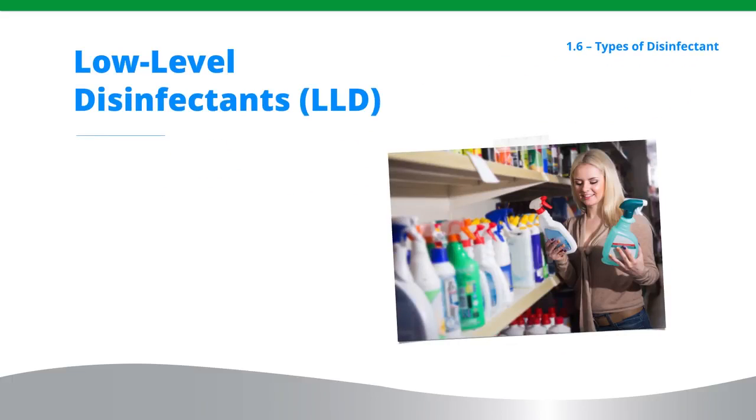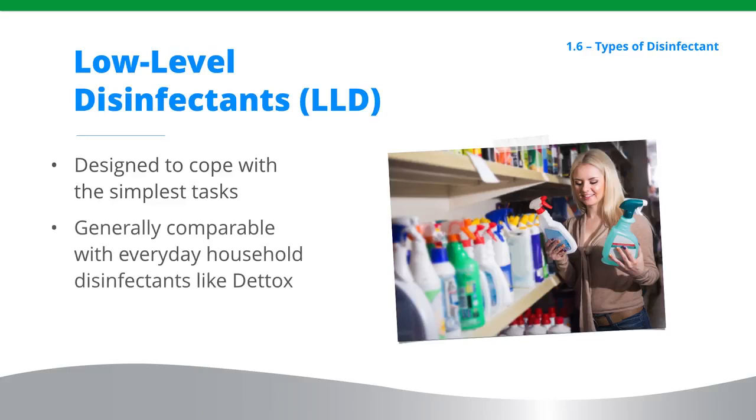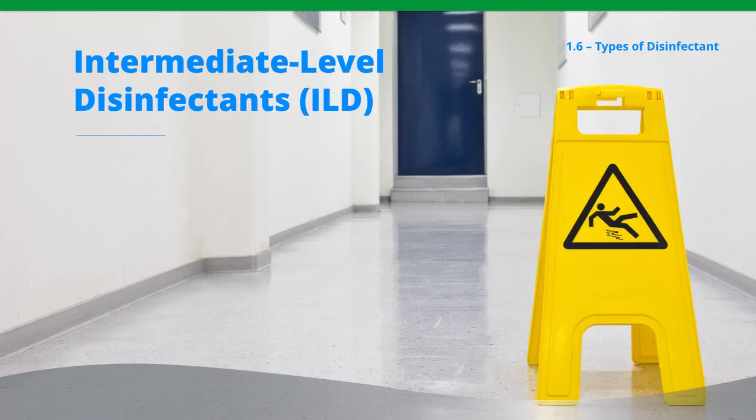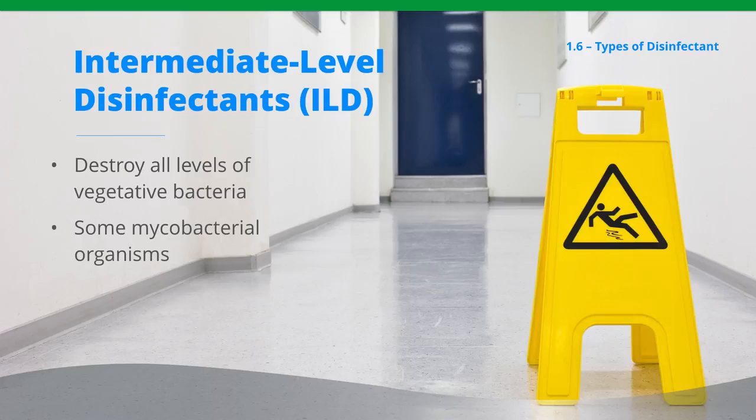Low-level disinfectants are generally the sort of products available on supermarket shelves. They will destroy low levels of group 1 or 2 vegetative bacteria, which are those capable of multiplying in a suitable nutrient, as well as some viruses and fungi. It is wrong to assume that the contents of any container bearing the name disinfectant will cope with every disinfecting job. As such, they are not suitable for the practice. Intermediate level disinfectants will destroy all levels of vegetative bacteria, including some mycobacterial organisms, as well as more classes of viruses and fungi than LLDs.